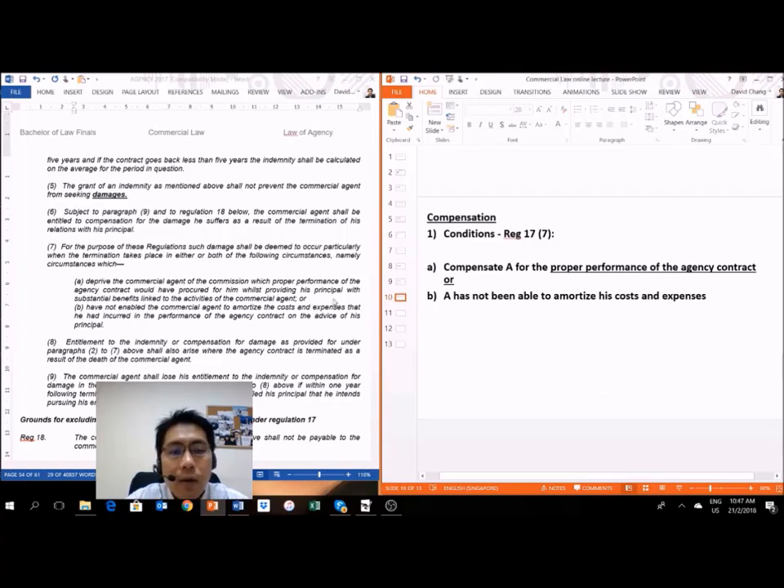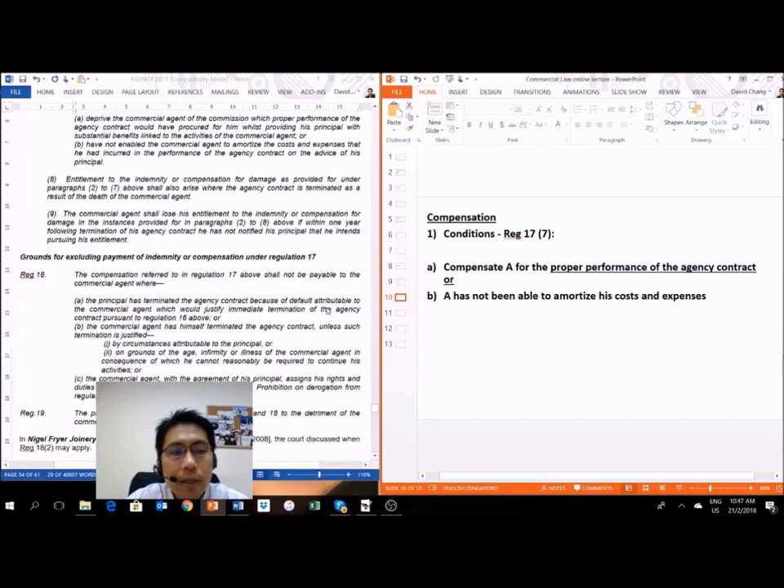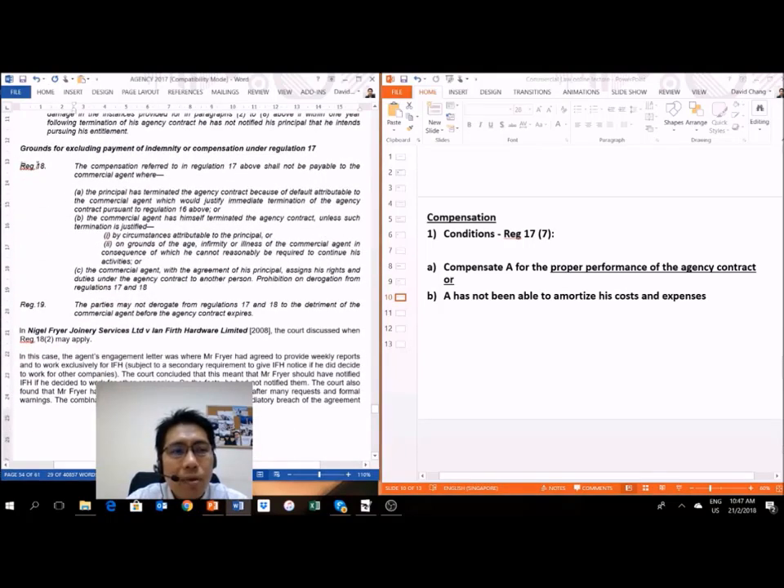Now then there is one final regulation which I want to address. This is Regulation 18. Not very important, but something which I believe you should discuss in the examination if you are discussing Regulation 17. Look at the heading here. For instance, it says that the compensation referred to above shall not be payable to the commercial agent where, and then they provide some circumstances. So they are dealing with what? Where the compensation or the indemnity above shall not be payable.